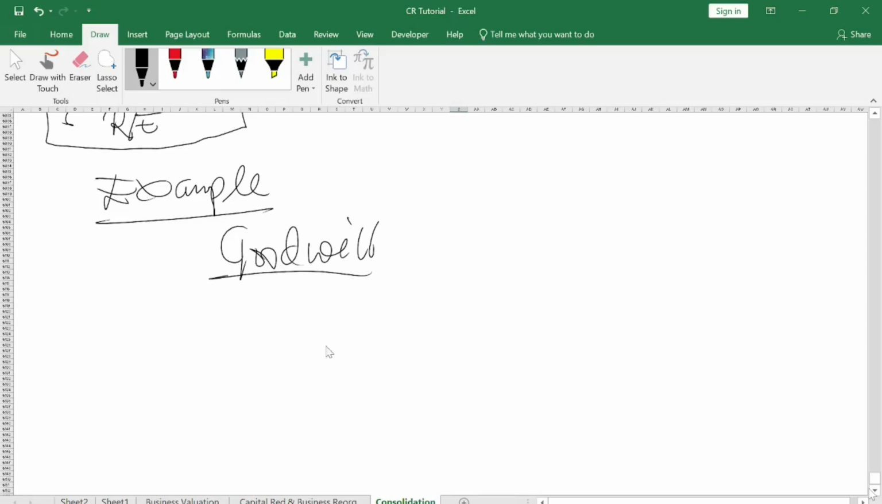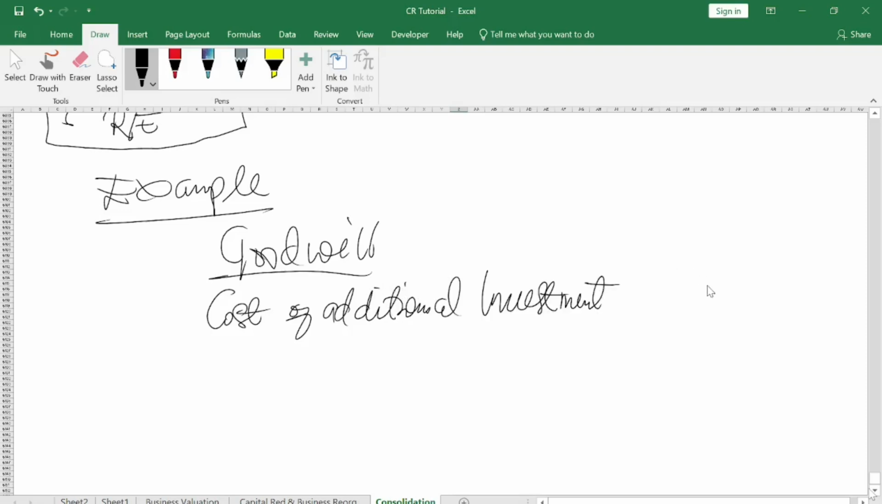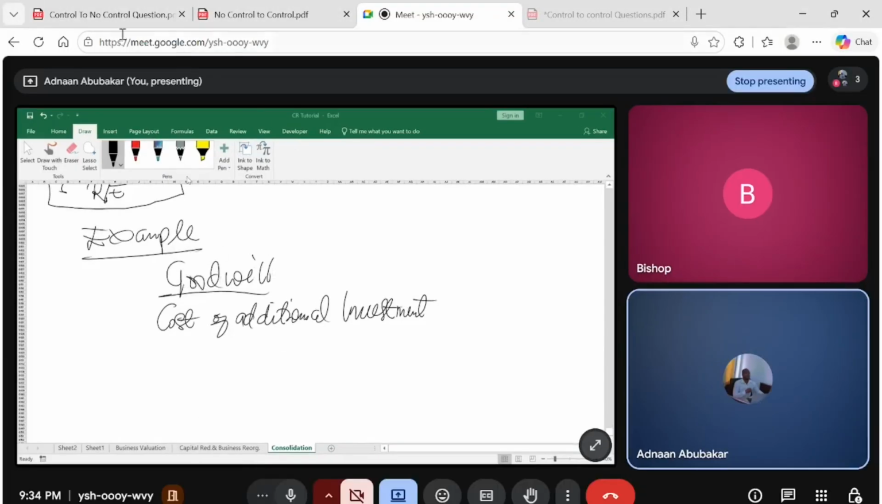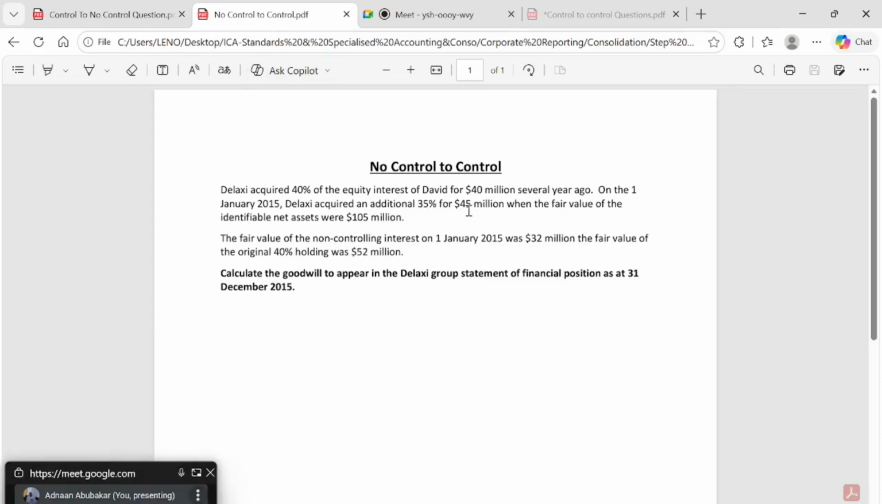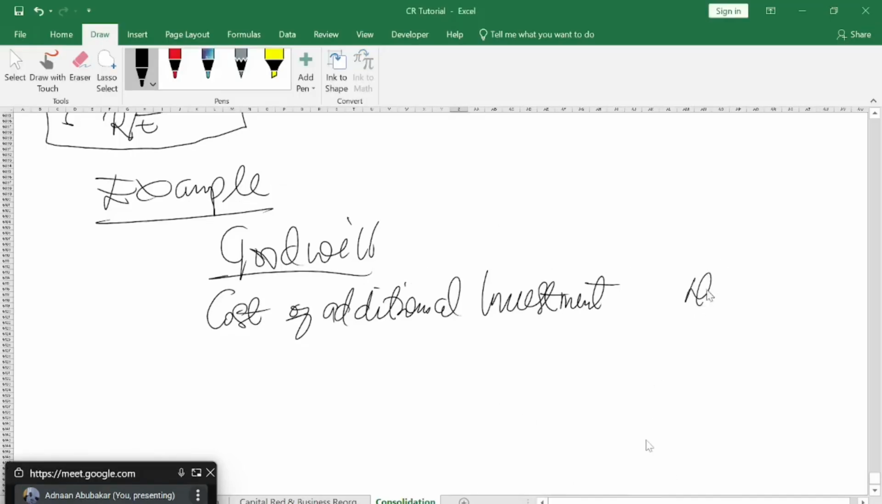Purchase consideration. So you will start with the purchase consideration, the cost of the additional investment. And how much did they say they added? When you read the question, they bought additional with 45 million. Are we okay? So it's 45 million, which was the 35% that they brought in.